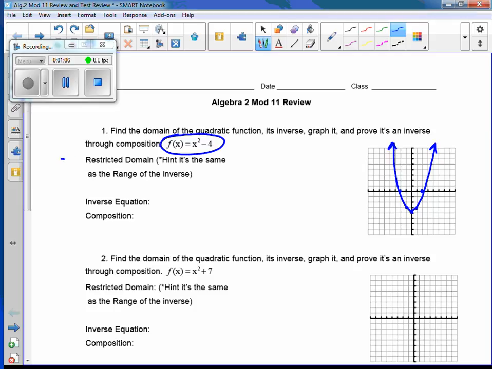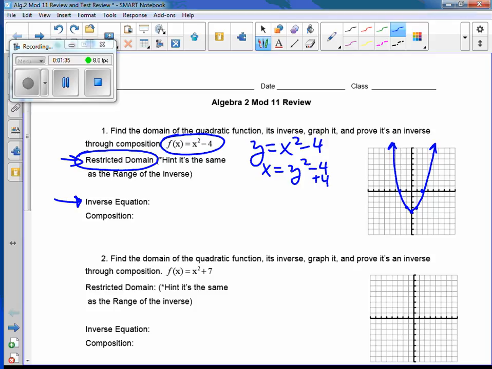All right, so let's start with the very first part. It says right here, find the restricted domain, okay? And it says hint, it's the same as the range of the inverse, right? Actually, you know what? I will come back to this afterwards. First, let's find the inverse. Now, if you remember, in order to find the inverse, the very first step is we need to switch the x's and y's. So you would get x equals y squared minus 4. And then you solve for y.